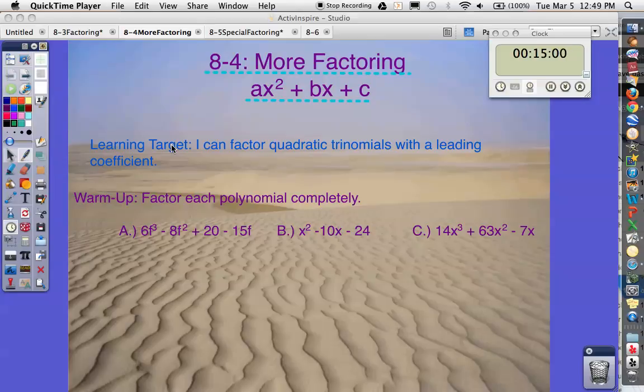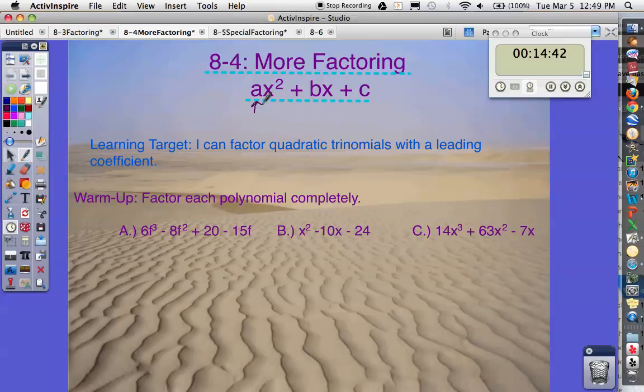What we practiced yesterday involved factoring x squared plus bx plus c. We have a b and a c, but the x squared always had a coefficient of 1. I don't know if you realized that, but it did. Today we're going to focus on if there is a leading coefficient other than 1.